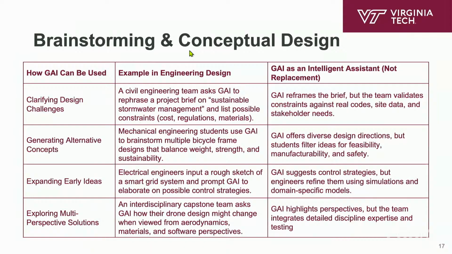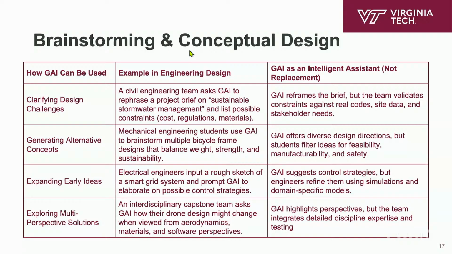I'm about to go through another series of tables. Again, I hope these are helpful for you after the fact, because I'm going to go through different elements of engineering design and look at how generative AI can be used, and give an example. All the examples might not necessarily make sense in your particular context, but hopefully they give some examples, emphasizing it as an assistant and not a replacement.